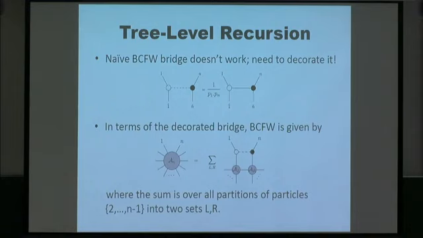But anyway, if you just use this decorated version of the BCFW bridge, then BCFW recursion takes the following form. Once again, you sum over all factorizations into lower point subamplitudes left and right, connected now by a decorated BCFW bridge. But unlike n equals 4 super Yang-Mills, the gravity amplitudes are permutation symmetric, so they're intrinsically non-planar. And so one actually has to sum over all partitions of the particles 2 through n minus 1 into the two sets left and right, while holding legs 1 and n fixed.